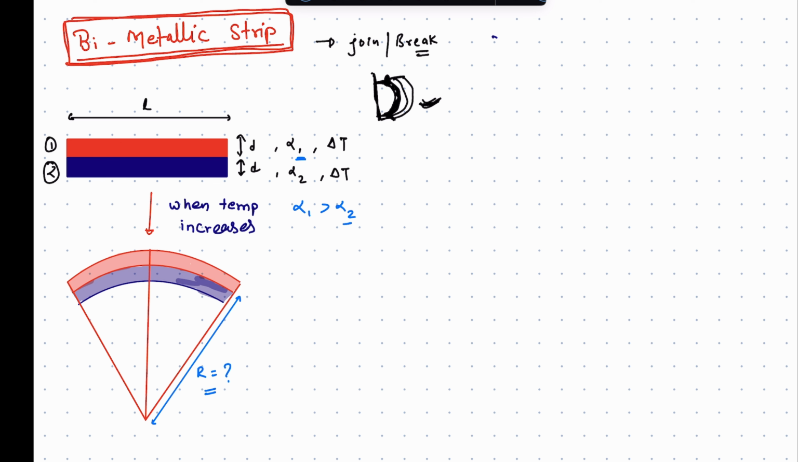All right, so here I have taken these two materials, length is L. Let's suppose for the first material, the radius of curvature is R plus D by 2. So R plus D by 2 times theta, where theta is the angle, is the length right now, L1 let's call it. That length is the total length at delta T temperature. Can I say that according to thermal expansion, the length at delta T temperature is L1 plus alpha 1 delta T.